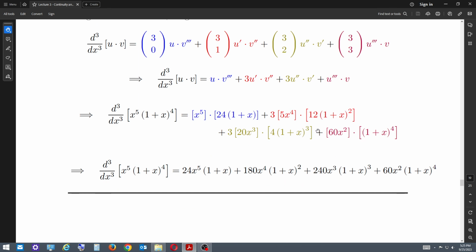Alright, so we have this. Now I'm going to leave this for you all to simplify and show that it works out to be this thing here. Again, because this is just for explanation purposes, I'm not going to simplify this any further. I'll just leave it as it is. I'm not going to multiply this out.